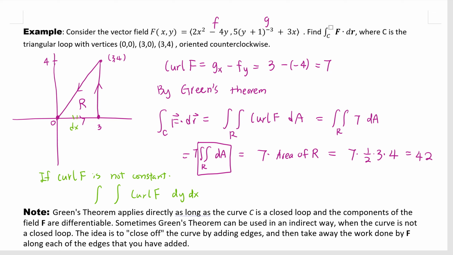Then the width is dx. Then you want to draw the rectangle parallel to the y-axis. Here the bottom is y equal to 0. The top is this line. What's the slope? The slope is 4 over 3, so this is y equals 4/3 x. So x is from 0 to 3, and then y is from 0 to 4/3 x. And then you integrate this double integral. So far so good, everybody?